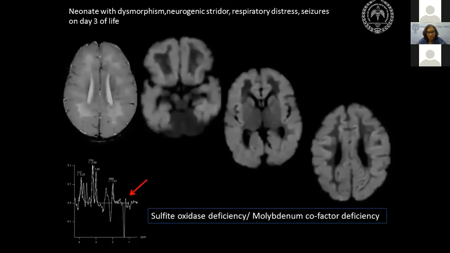Neonate again with features of encephalopathy on day 3 of life. Over here, the T2 scan shows extensive white matter changes, hyperintensity, and on the diffusion scans, there's extensive diffusion restriction in the cortical and subcortical regions, also involving the basal ganglia, notably the caudate nuclei. And on MRS, there was a large inverted lactate peak at 1.3 ppm. So this was a case of sulfite oxidase deficiency, and can have similar imaging findings to molybdenum cofactor deficiency.